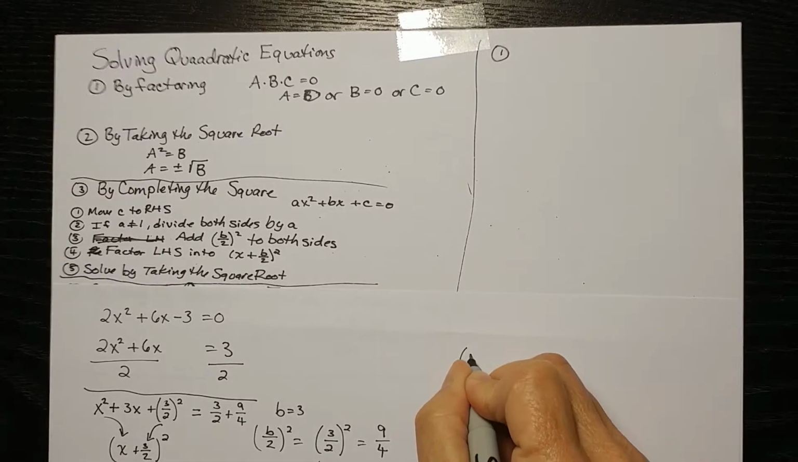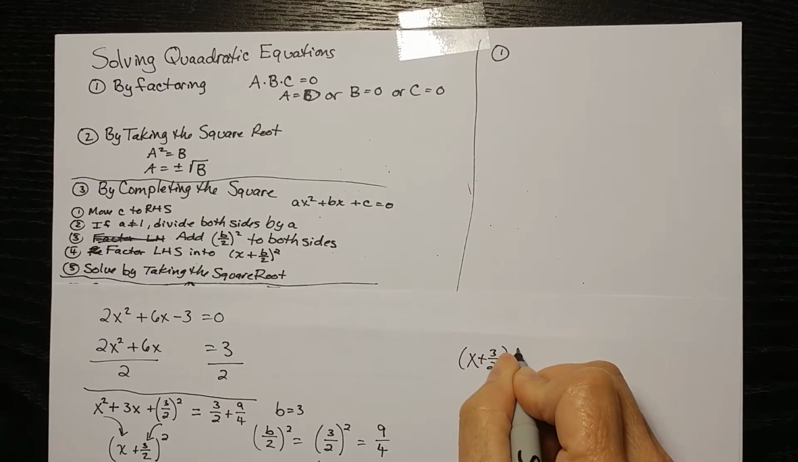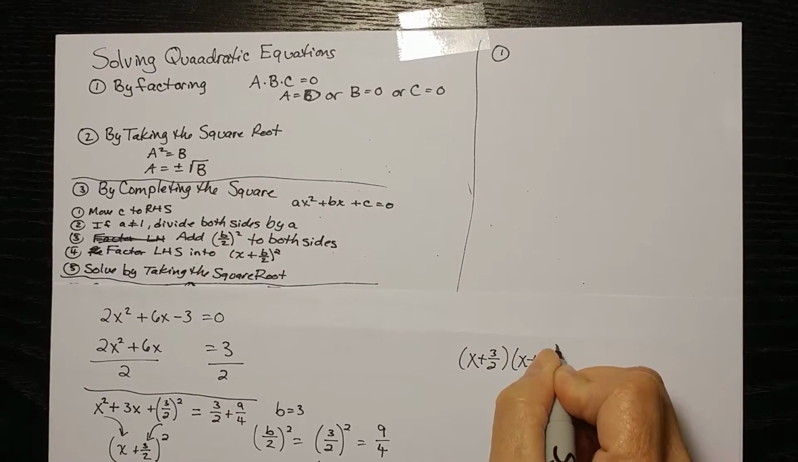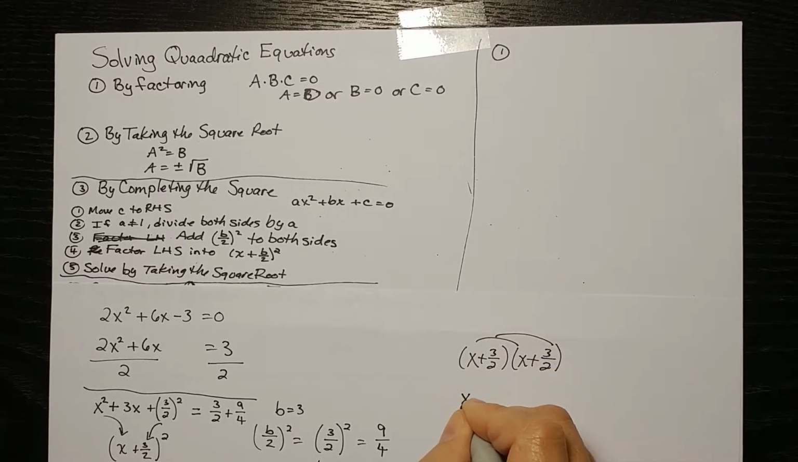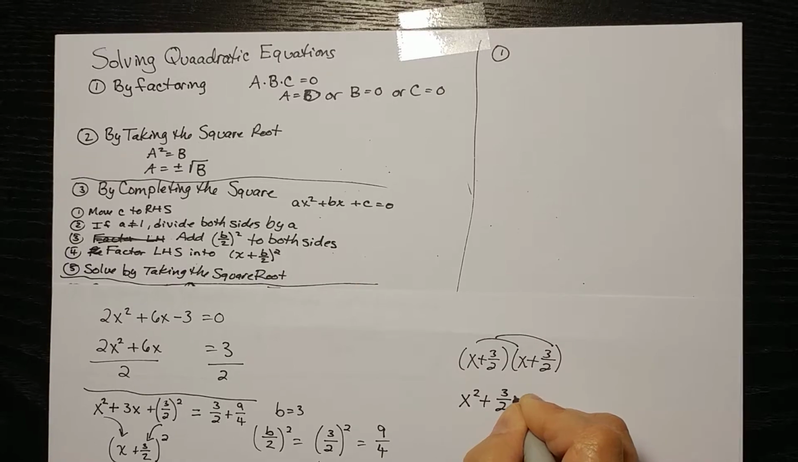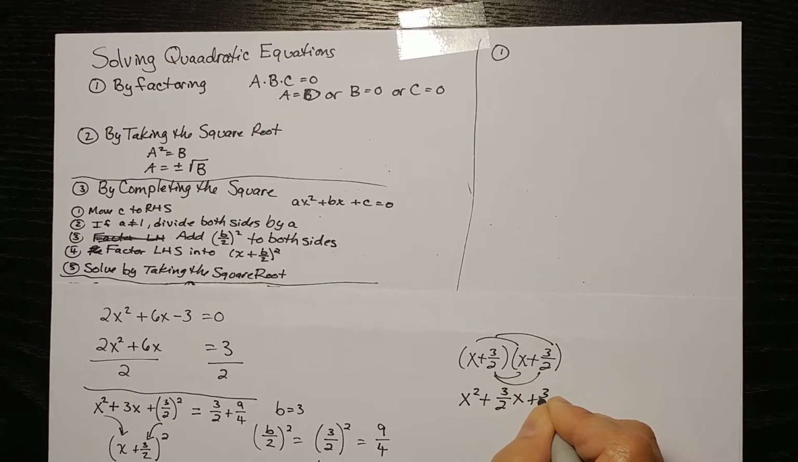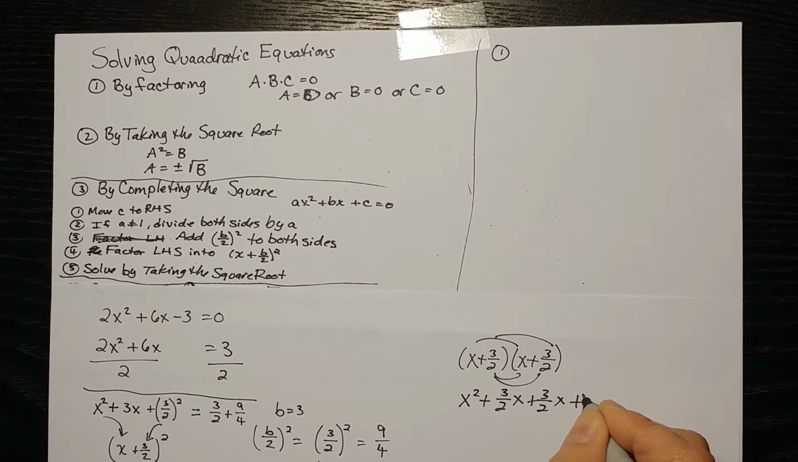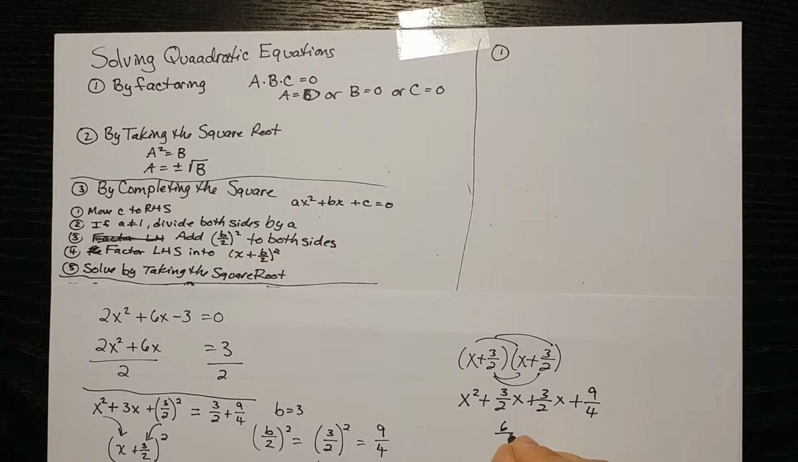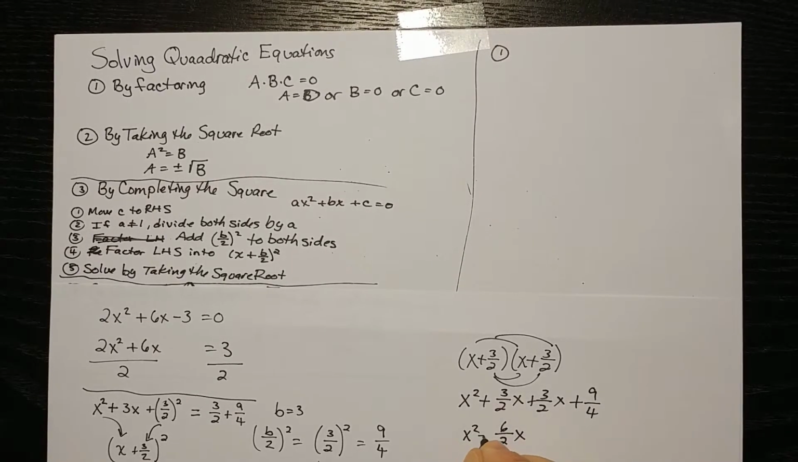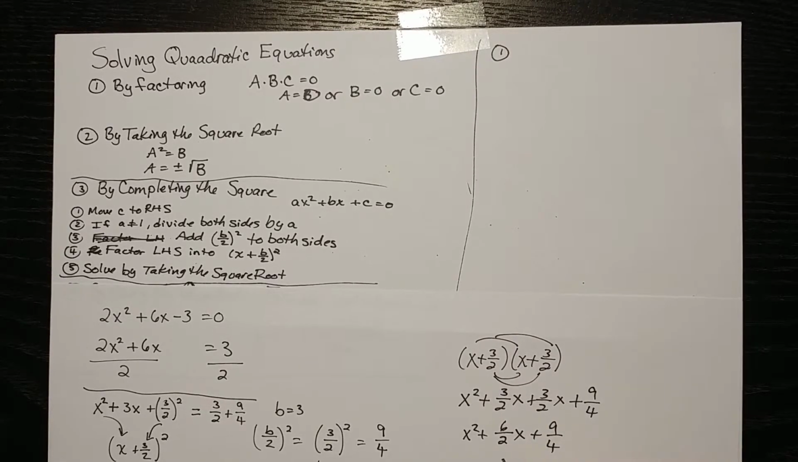If that bothers you, then you should say x plus 3 over 2 squared is x plus 3 over 2 times x plus 3 over 2, and multiply this out. You're going to get x squared plus 3 over 2x plus 3 over 2x plus 3 halves times 3 halves, which is 9 over 4. 3 halves plus 3 halves is 6 halves x, or 3x. So I want you to believe that this is not cheating. x squared plus 3x plus 3 half squared does factor into x plus 3 half squared.